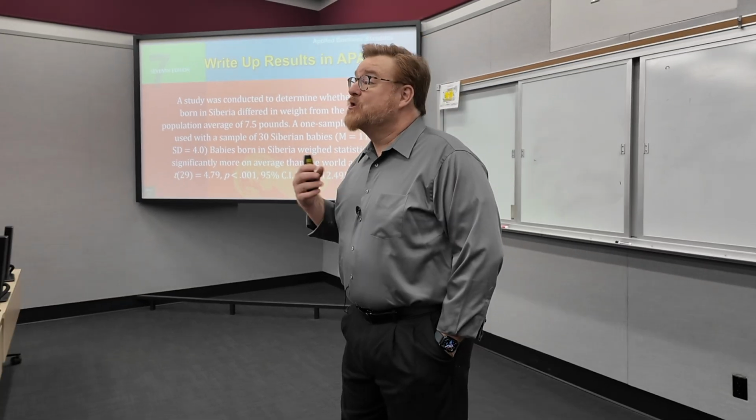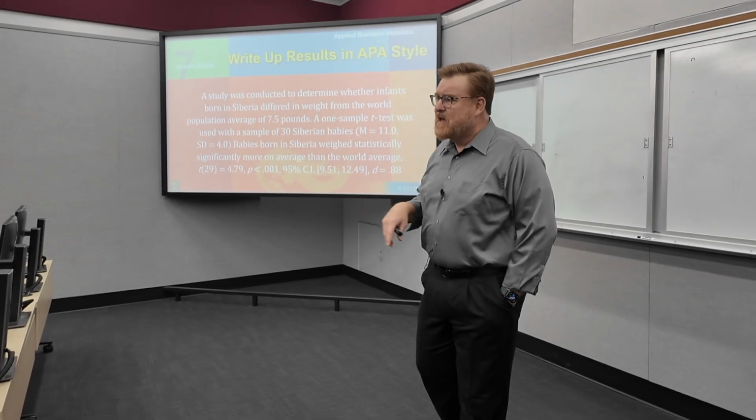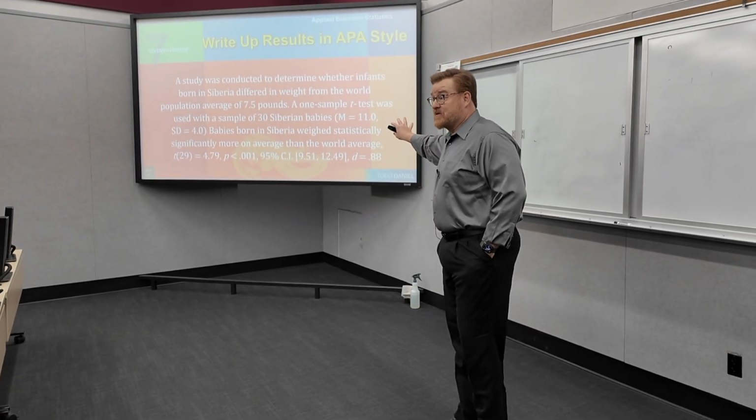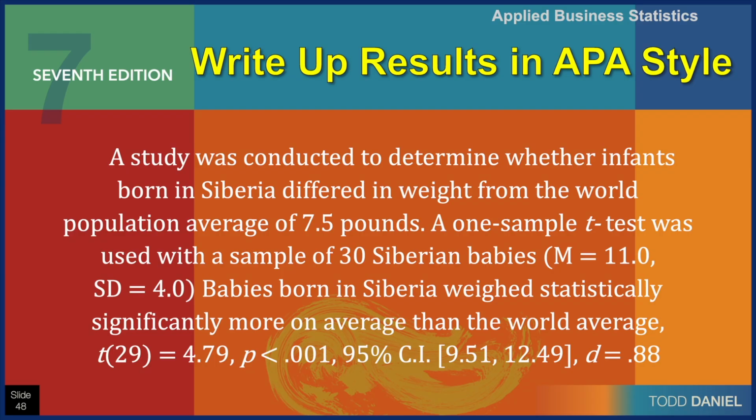Now that I have interpreted the findings, I will write up the findings in APA style. So anytime you see a slide that looks like this, that's APA style. And I might say, the study was conducted to determine whether infants born in Siberia differed in weight from the world population average of 7.5 pounds. That's the study that I did. A one-sample t-test was used with a sample of 30 Siberian babies. The mean and the standard deviation are reported.